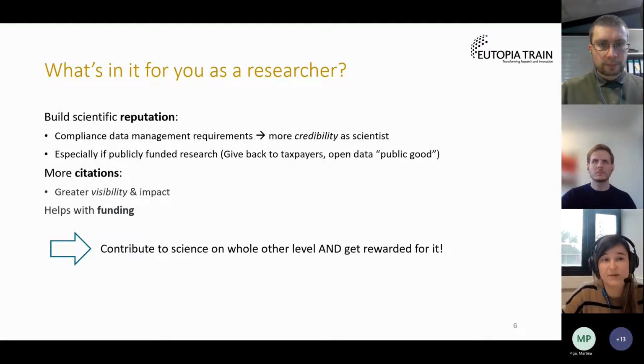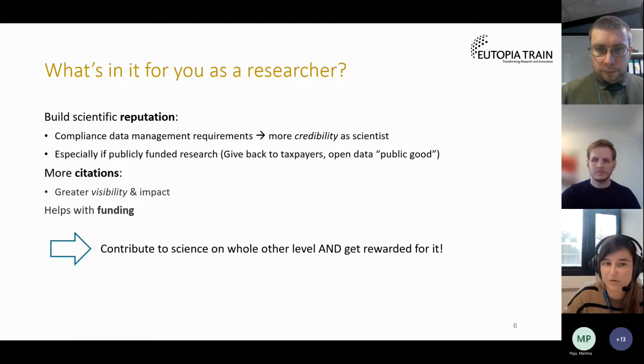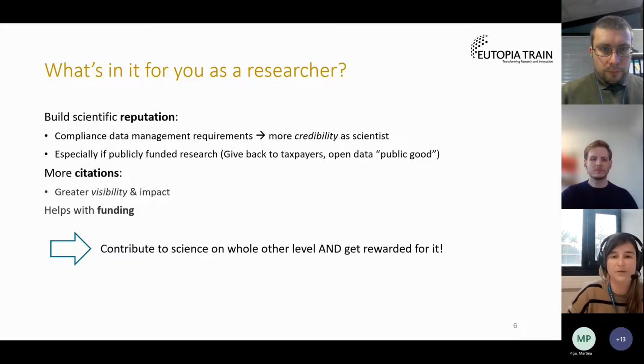On the other hand, you get more citations. It is proven that if you make use of data repositories, then you will gain more visibility and you have greater impact. On top of that, it helps with funding because data is more and more viewed by funders as a research output. So it can be used in applications for funding also. So it just gives you another level on your research outputs, and you get rewarded for it too.